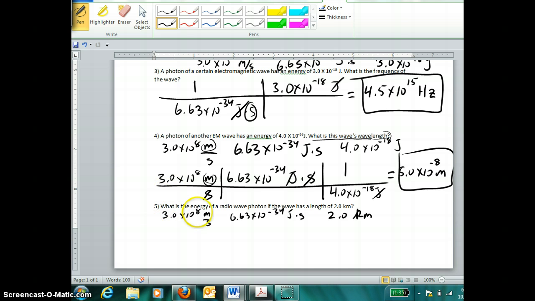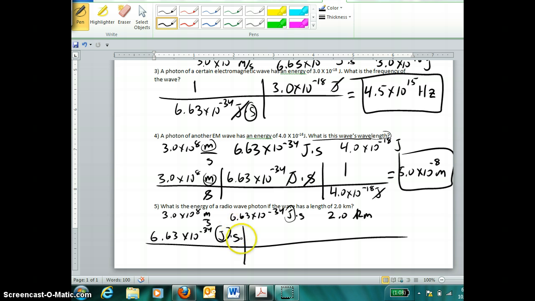Again, I read carefully, and it's requesting the energy of this wave. And the only units of energy in all my data are included in Planck's constant, so I know immediately how to start. I start with Planck's constant, 6.63 times 10 to the negative 34th joule seconds. There's my answer. All that remains to be done is cancel quantities I don't want.